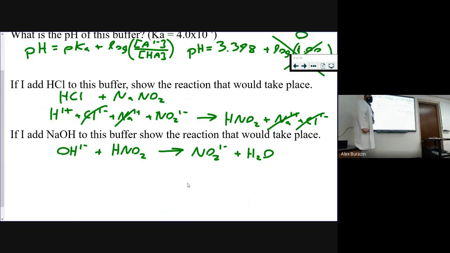If I want to be more complete, I should probably put phase tags on everything. Aqueous, aqueous, aqueous, aqueous, aqueous, aqueous, liquid. Questions? You've got to be able to do that. You really, really, really got to be able to do that. When I say, hey, here's a random acid, hey, here's a random base, can you give me a reaction? You've got to be able to do that. Yes, 100%. And it's definitely going to be on the AP test too.